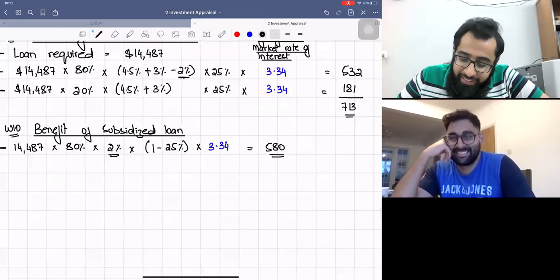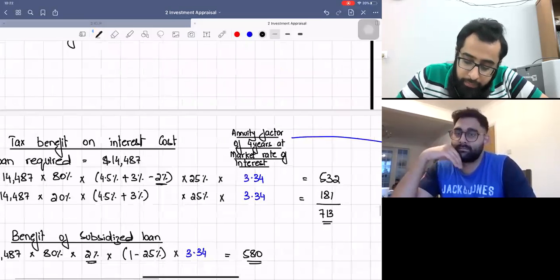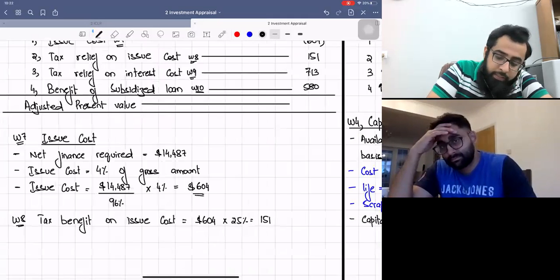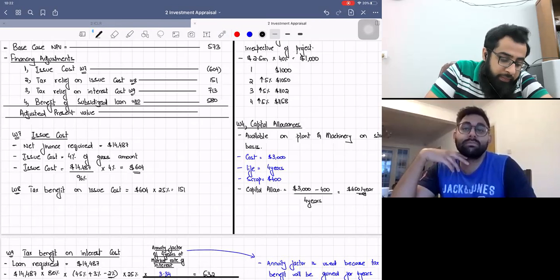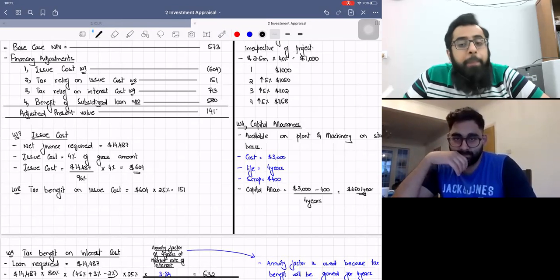So 580 is the benefit due to the subsidized loan. So my adjusted present value will be 573 minus 604 plus 151 plus 713 plus 580. So this gives me 1413.